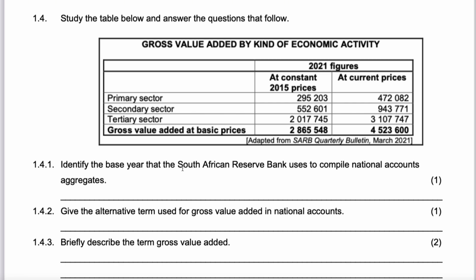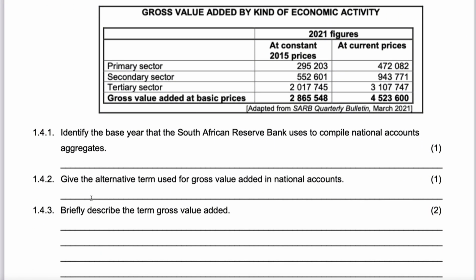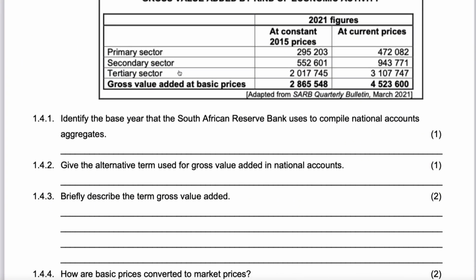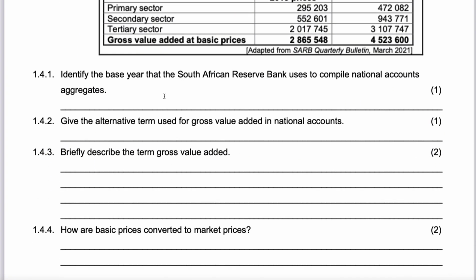1.4.1. Identify the base year that the South African Reserve Bank uses to compile national account aggregates. Well, we got it already. That'll be 2015. Then give the alternative term used for gross value added in national accounts. That will be gross domestic product. And I think I've mentioned already that we use the value added method to avoid double counting, in case the question comes. Then number 3, briefly describe the term gross value added.